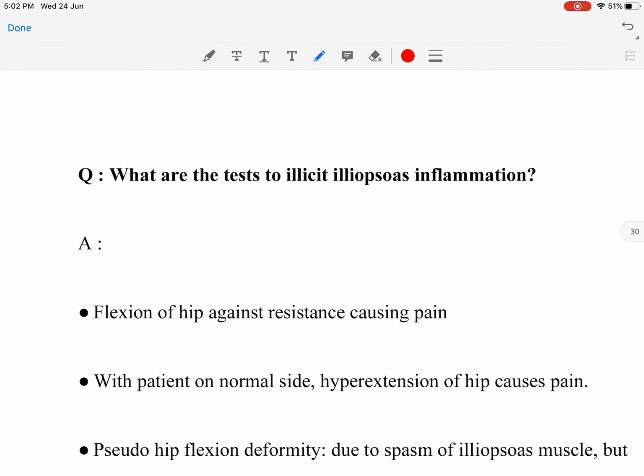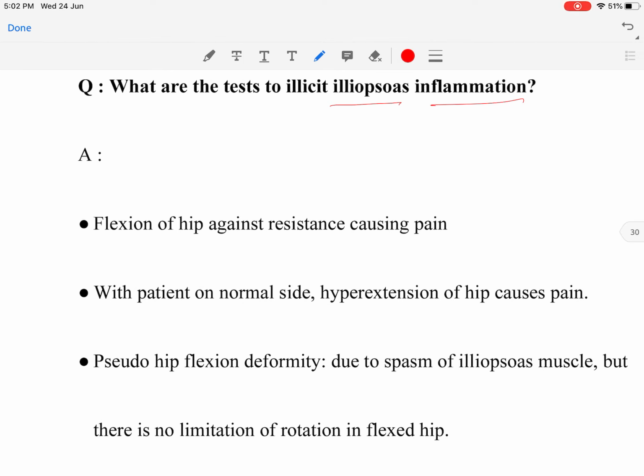So now we will discuss how to elicit the iliopsoas inflammation, because we know that the psoas muscle leads to the pseudo hip flexion deformity. So the patient will present to us with the pseudo hip flexion deformity. So we should rule out whether the pathology lies in the psoas muscle or in the hip joint itself. So how to elicit the iliopsoas inflammation?